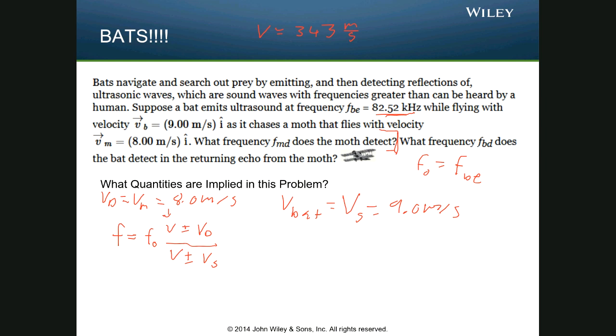The bat will inevitably catch up, but the moth is moving away. So will that be more wave fronts or less wave fronts if it's moving away? Less wave fronts, right? As you move away from a source, it takes longer for the signal to catch up to you, so it'll be less wave fronts. Does that make sense? So in that sense, we have a minus, so we can say that f equals f naught times (V minus V_detector).